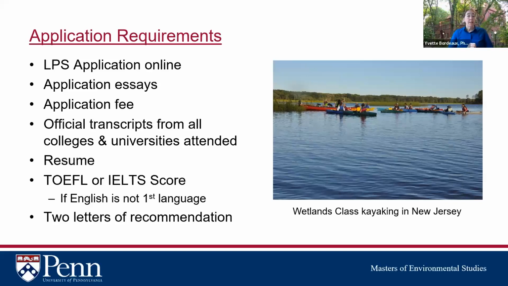And 2 letters of recommendation. They can be from professors from your undergraduate program or another master's that you've attended, or they can be colleagues if you've been out of school for a while and have not kept up with your professors from undergrad. You can use supervisors or colleagues that can speak to your interest in this program, interest in the environment, and your ability to do well writing, speaking, and so forth. Okay.